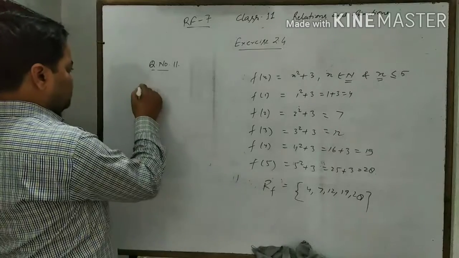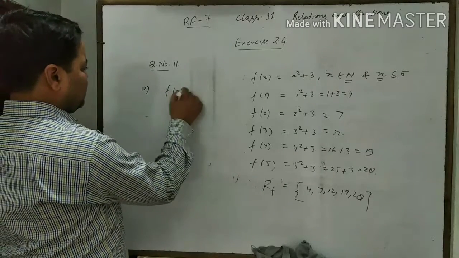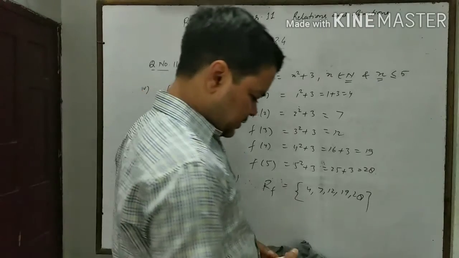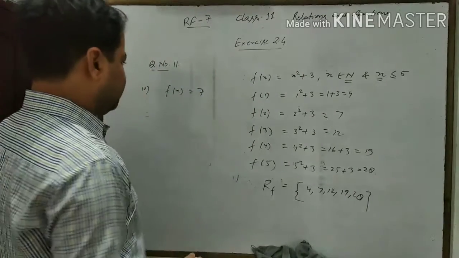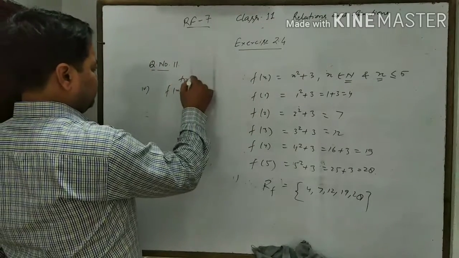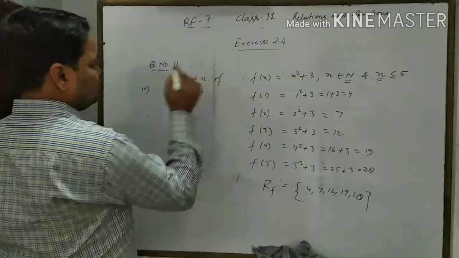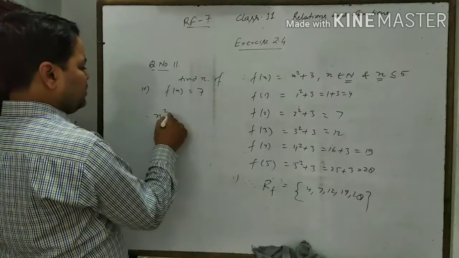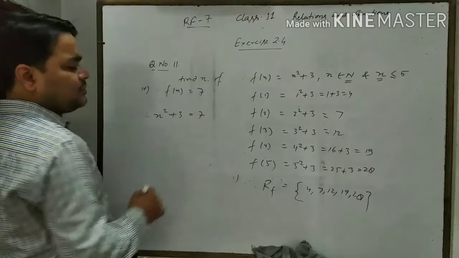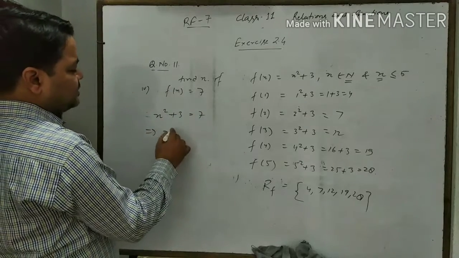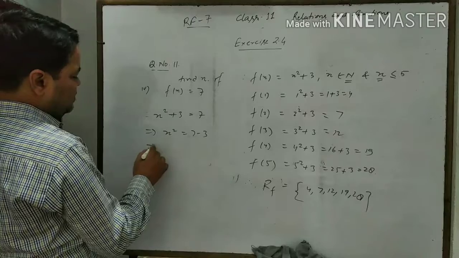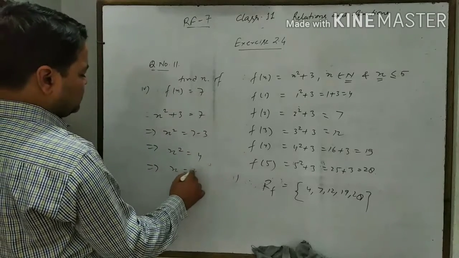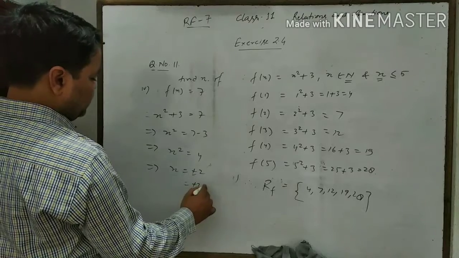f of x is equal to 7. It is given, and we have to find x. Find x if we know that f of x is equal to x square plus 3 is equal to 7. Then this implies that x square is equal to 7 minus 3. This implies that x square is equal to 4. This implies that x is equal to plus minus 2, means plus 2 and minus 2.